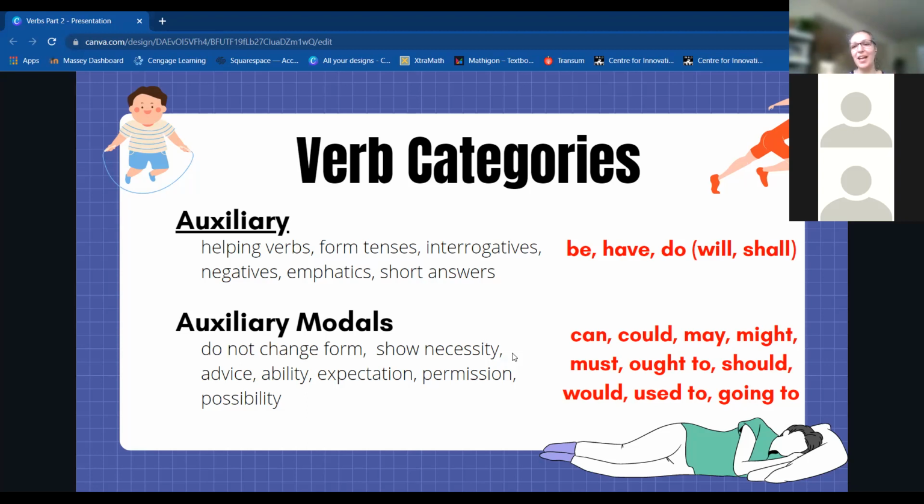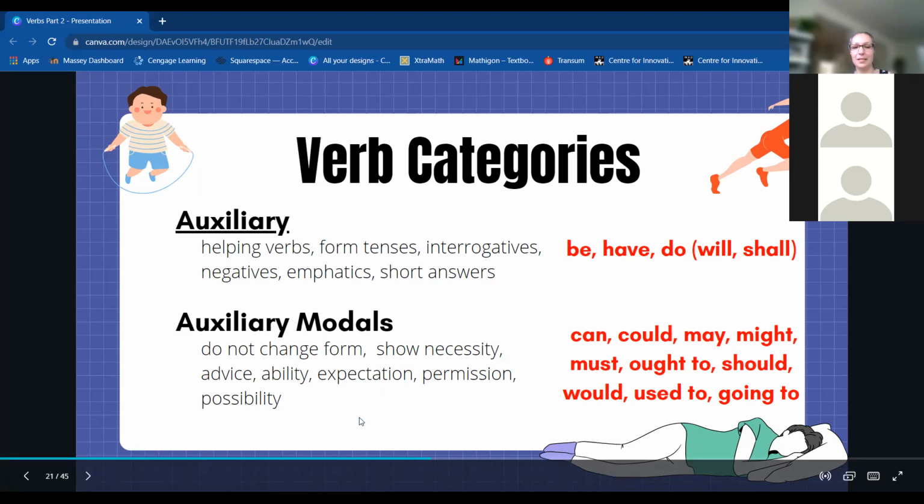And then we've got some modals, and those are cool because you can take them and pop them into a sentence, and it changes the way that sentence feels. They normally show necessity, like, you ought to, you should. Advice, you might want to do that. Ability, can you, could you? Expectation, that could be, you should do that again. It's I'm expecting you to do that. Permission, you could do that, you may do that. And possibility.